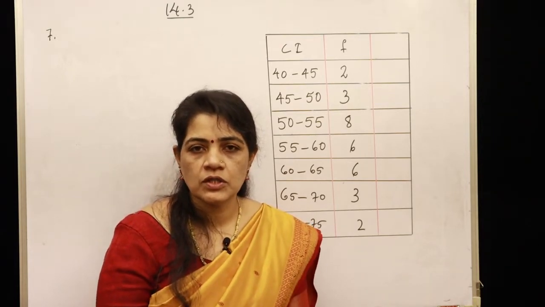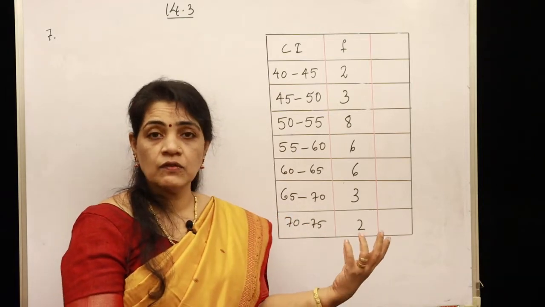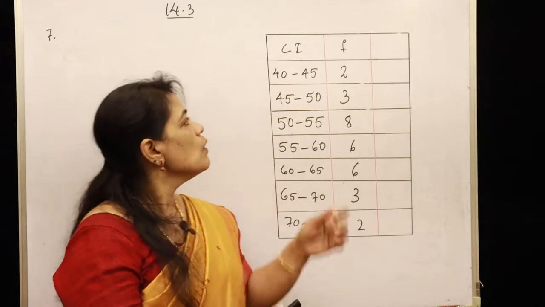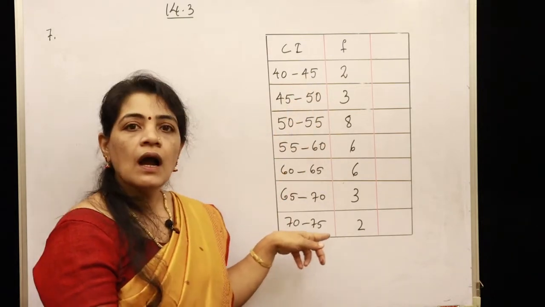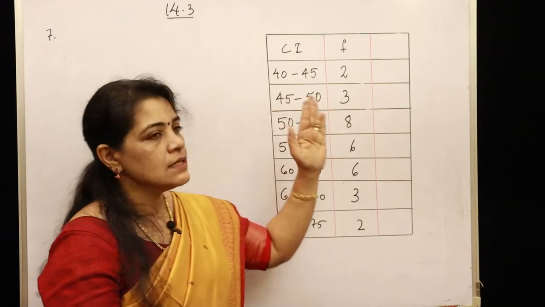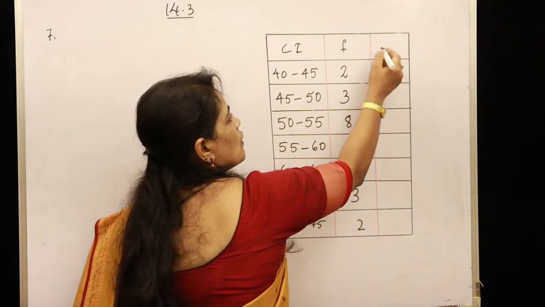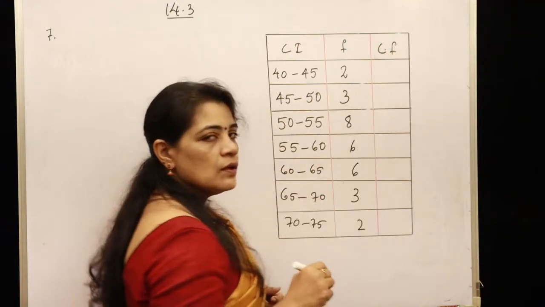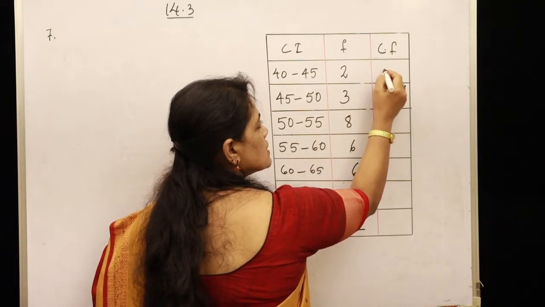Okay, quite simple question. Since it is a distribution, first we can check whether it is continuous. Okay, yes, the upper limit and lower limit of each class interval are the same, that means this is continuous. Okay, and since it is median, we first have to prepare the cumulative frequency column, that is CF.